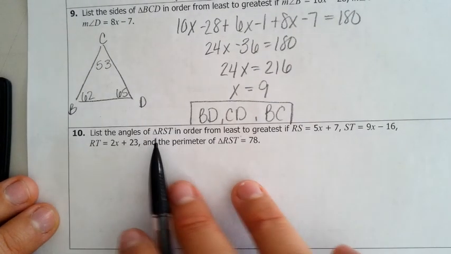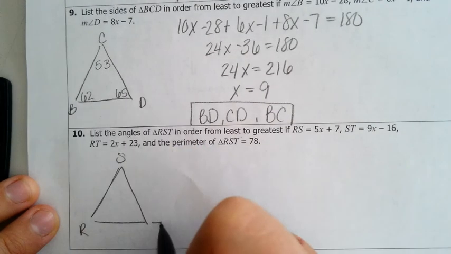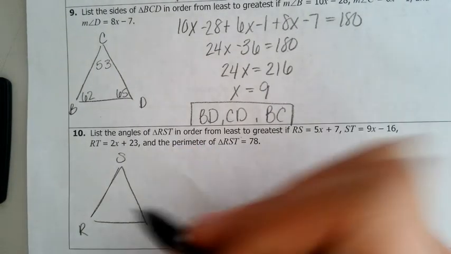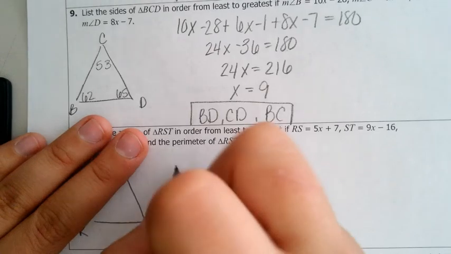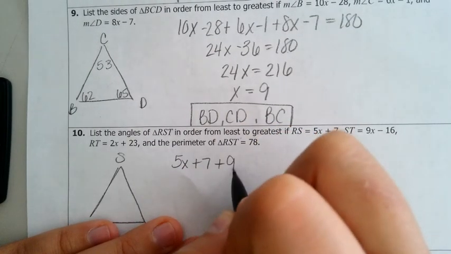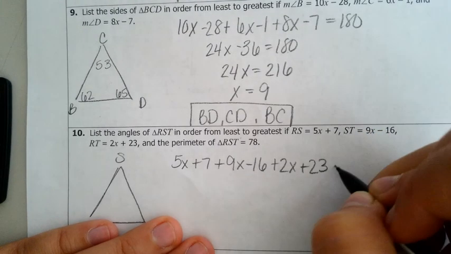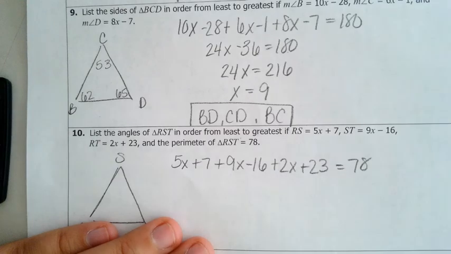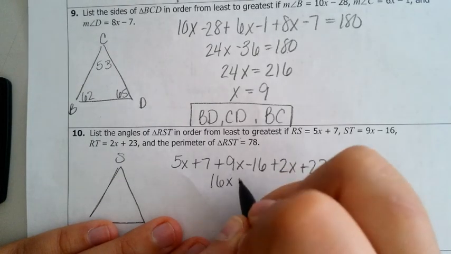So list the angles of triangle RST from least to greatest. We're given all the side lengths and we're given the perimeter. So all sides add together to equal the perimeter. So we have 5x plus 7 plus 9x minus 16 plus 2x plus 23 is equal to 78. Combine like terms.